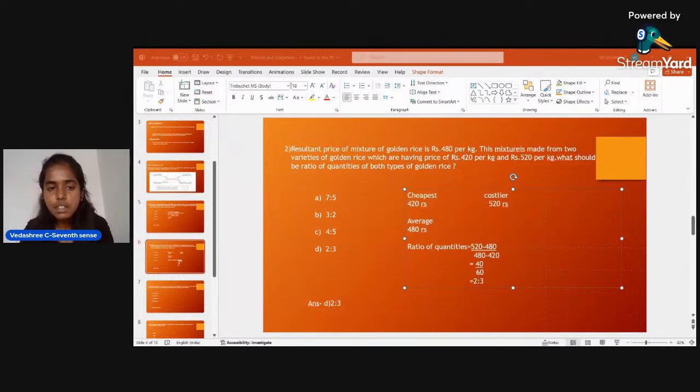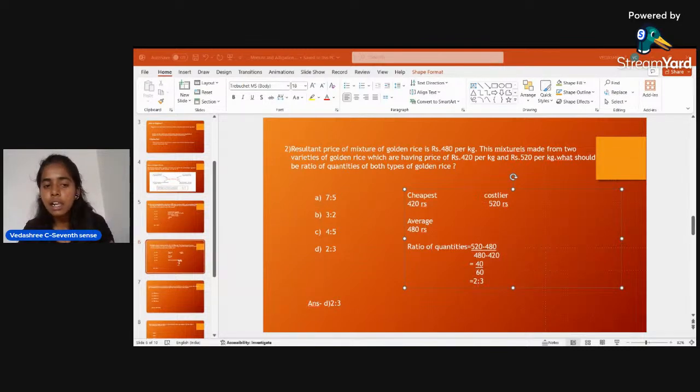So here a mean price is given. The very first condition is that the resultant price of the mixture of golden rice is 480 per kg, which is nothing but the mean price. The mixture is made from two varieties of golden rice priced at rupees 420 per kg and rupees 520 per kg. Two costs are given. We need to consider which is cheaper and which is costlier. By seeing it we can say 420 is the cost of the cheaper ingredient and 520 is the cost of the dearer, that is costlier, ingredient.